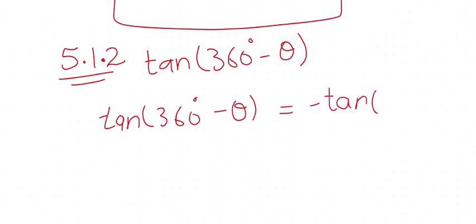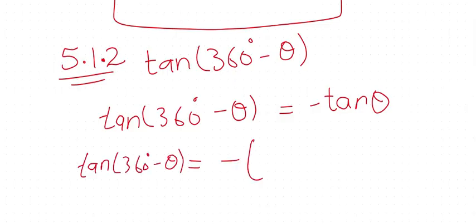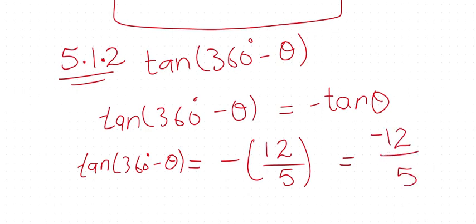So I'm going to substitute the values here. What value do we have? tan(360 degrees minus theta) equals minus 12 by 5. And we get the answer: minus 12 by 5. This is the answer, using the reduction formula.